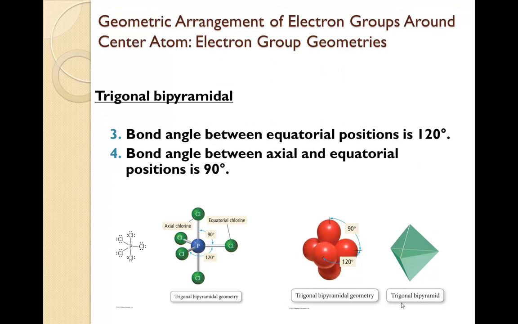The bond angle between the equatorial positions is 120. So this is just like the trigonal planar from before, where they're trying to get spread out as much as possible. However, the axial is 90 degrees. So this would be as if it's a straight line. Once again, it's trying to get as far away from each other as possible.